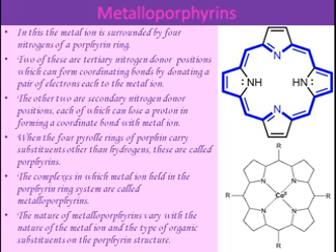Basically, porphyrins are macrocyclic tetradentate ligands which are made up of 4 pyrrole rings linked together through the methane bridges. These methane bridges are carbon-carbon double bonds. This tetradentate ligand has conjugated double bonds, as you see from the left side picture, with 4 nitrogen donor sites. So here 4 nitrogen atoms are present.